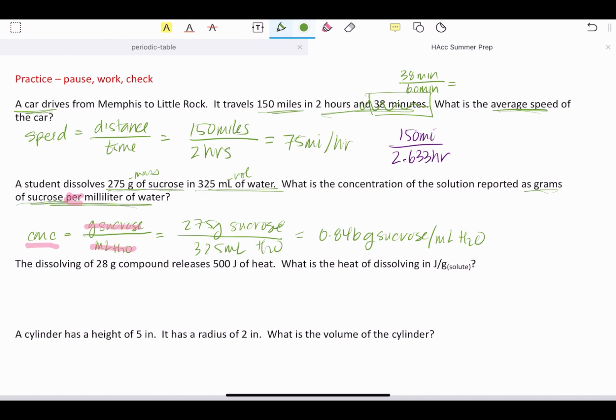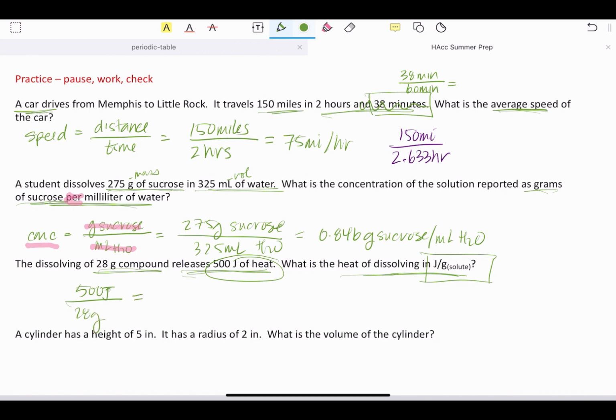All right, next one says the dissolving of 28 grams of stuff releases 500 joules of heat. What is the heat of dissolving in joules per grams of solute? Okay, so do you know what heat of dissolving is? I don't know. Probably not. But it doesn't matter if you know what it is. We know that the final units need to say joules per gram of solute, right? So look at that, we've got joules, 500 joules per gram of solute. Solute is the thing we are dissolving. So that's 28 grams of solute.